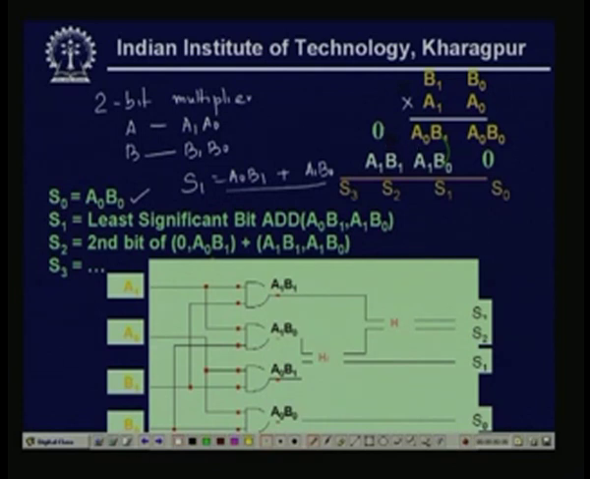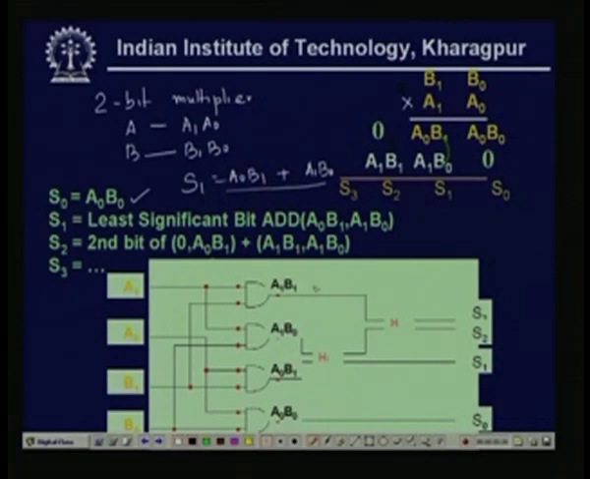See, this is S2. S2 means the sum of the third term and the carry of the second term. So, that is written here, and for this case there is no S3, but for some multiplication S3 can be there.